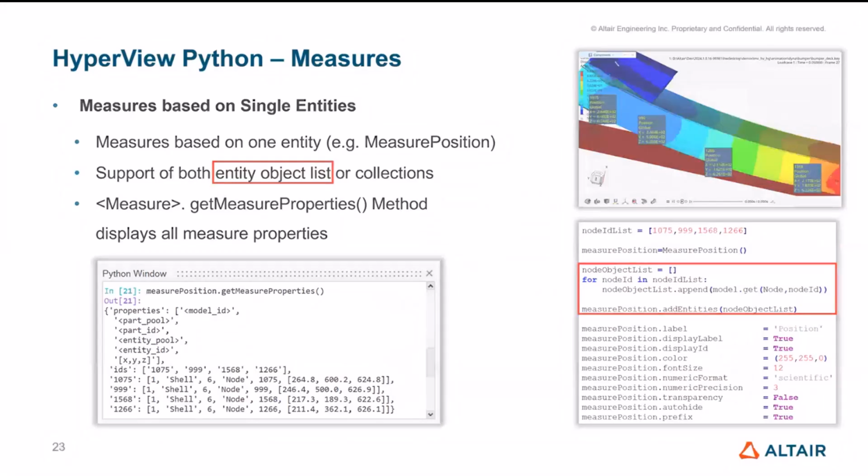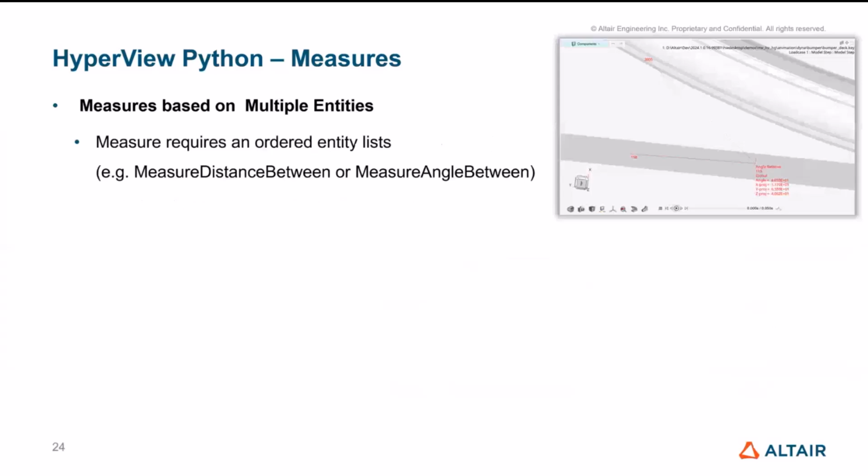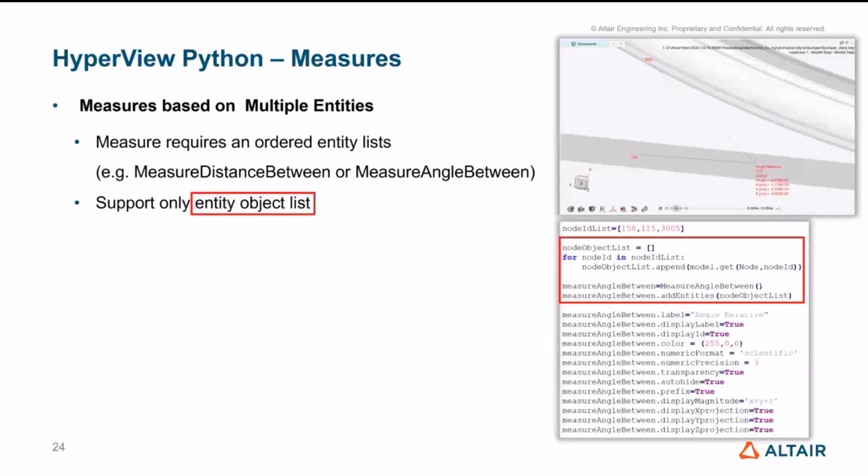Okay, let's go to measures with multiple entities. Here I make it a little bit simple, so I show only one in the measure group, angle between. Again, we have the object list. It has to be sorted, so no collection support here. And I add the object list. I get all the display properties here, so magnitude and the projection.